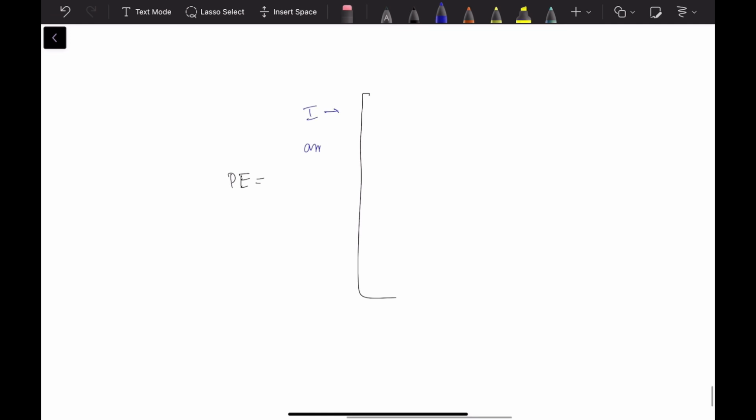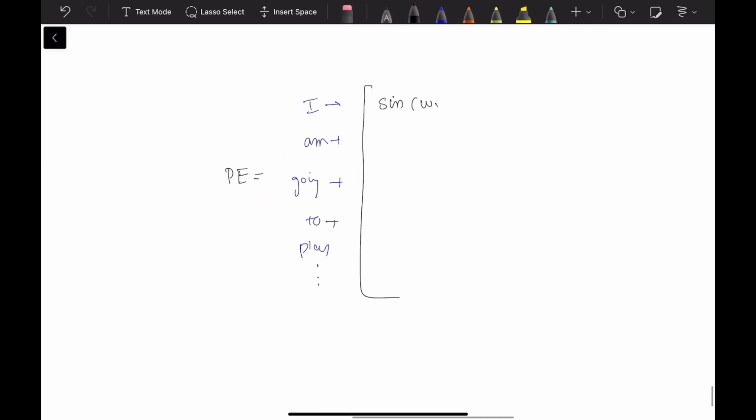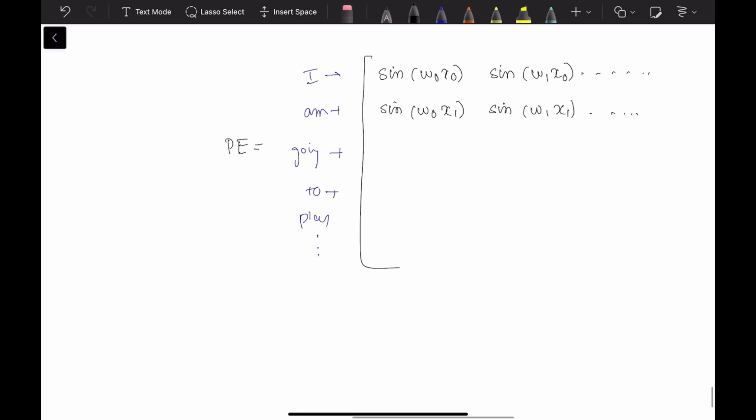I am going to play, right? And for I, we have a sine wave at a frequency omega naught. Then we have a sine wave at frequency omega 1, and so on. Similarly, we have a sine wave at omega naught, a sine wave at omega 1, and so on, right? This is how our current positional encoding matrix looks like.